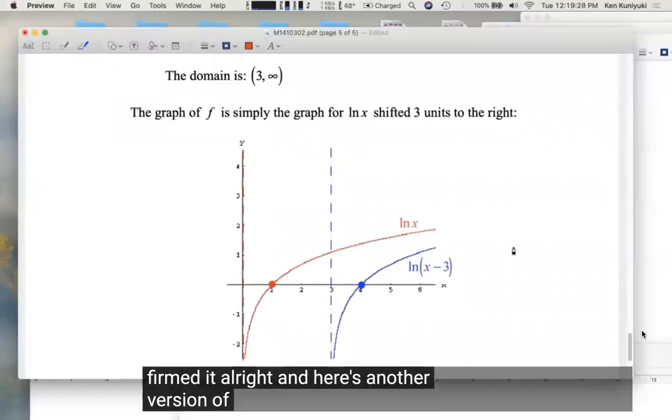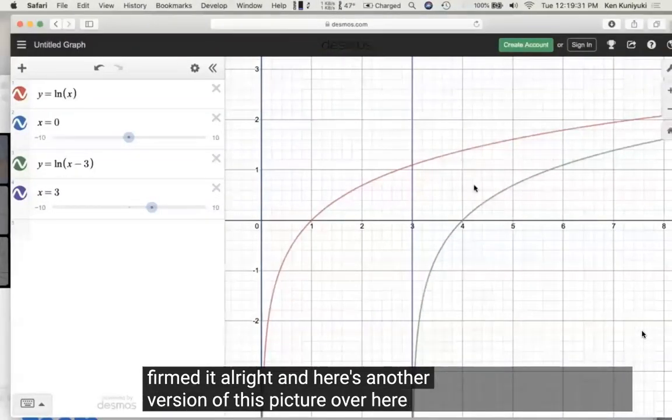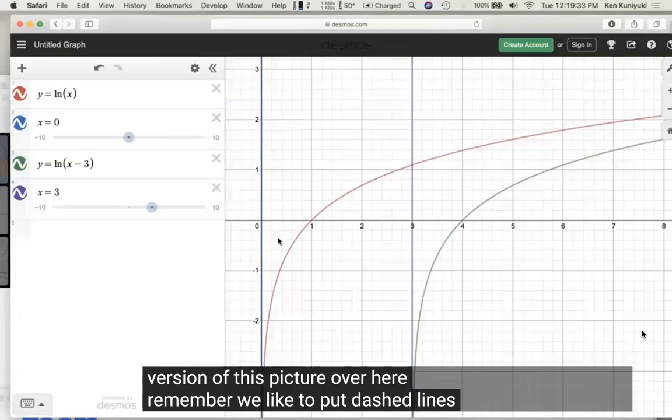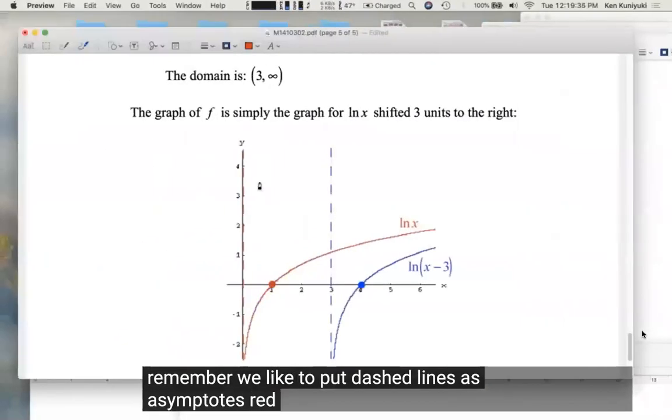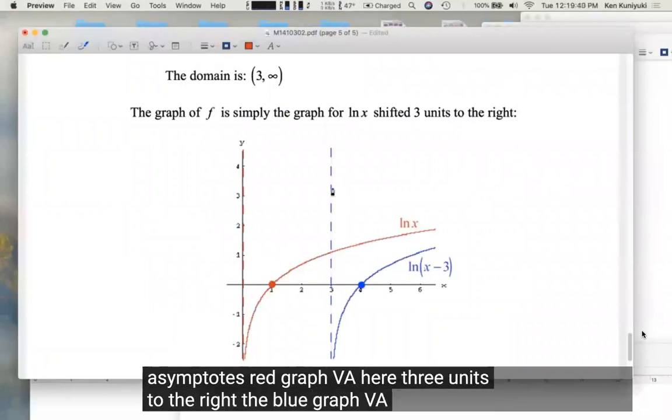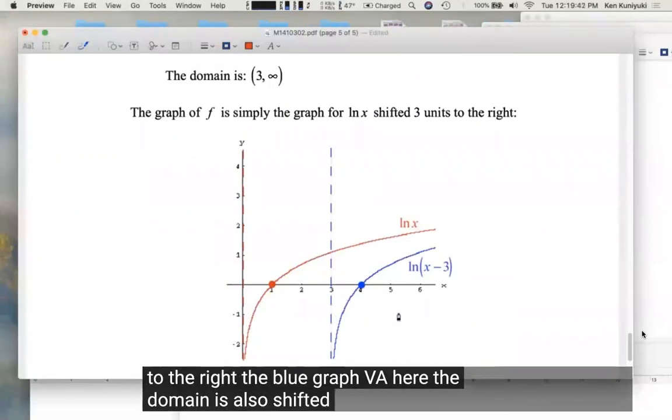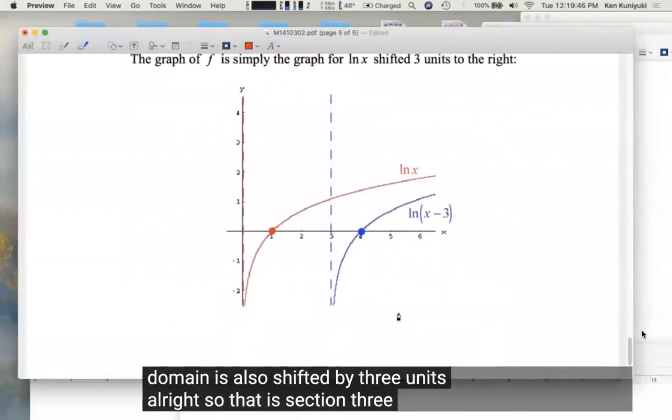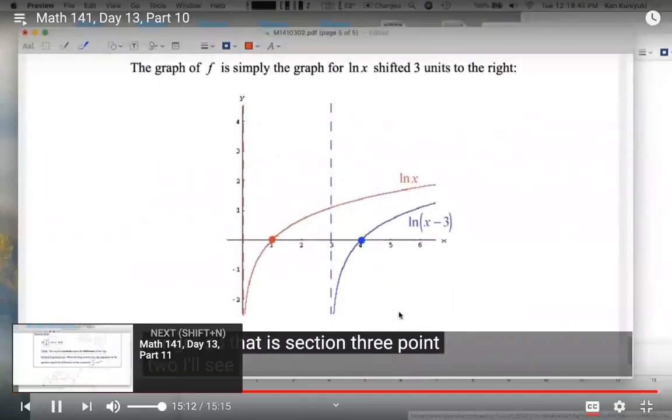And here's another version of this picture over here. Remember, we like to put dashed lines as asymptotes. Red graph, VA here, 3 units to the right. The blue graph, VA here. The domain is also shifted by 3 units. All right, so that is section 3.2. I'll see you next time.